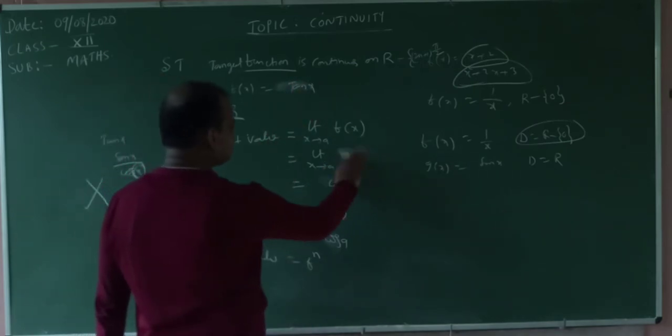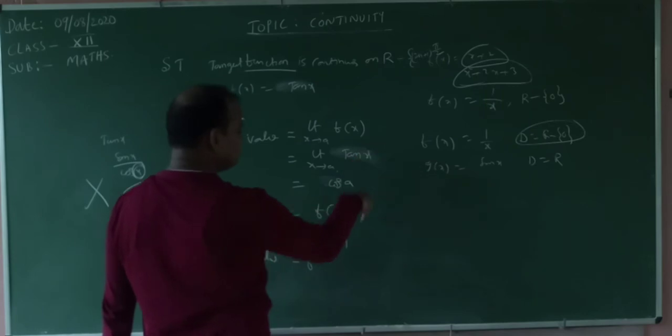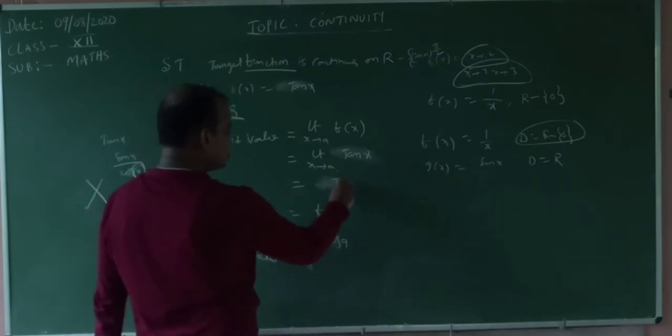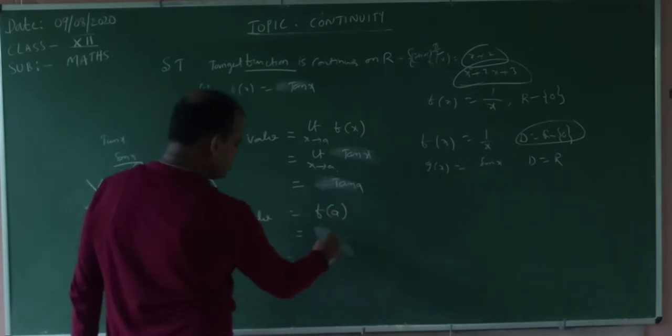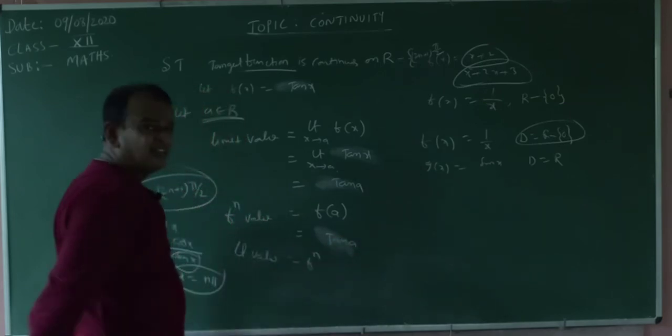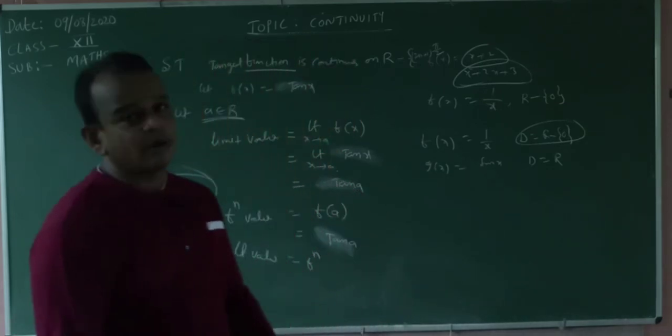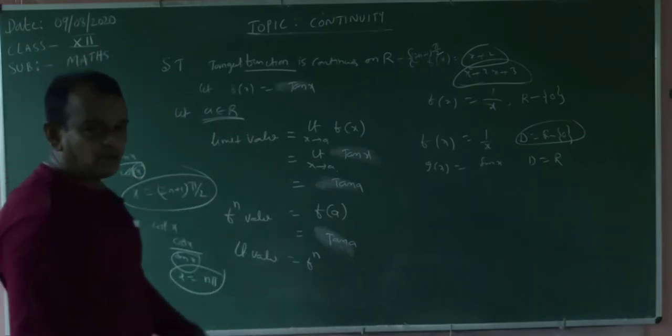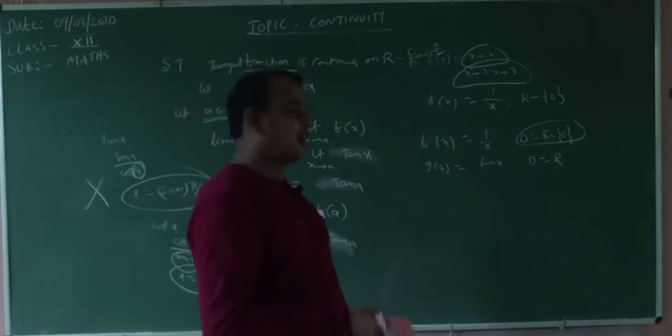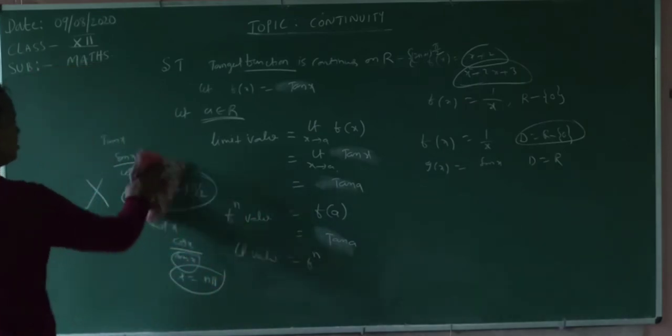Now, what about this tan a? What about this tan a? Similarly, how do we show it for secant x, cosecant x and cot x? It depends on the domain. That's why you remember the domain of each and every function. Okay, limit value equal to function value.